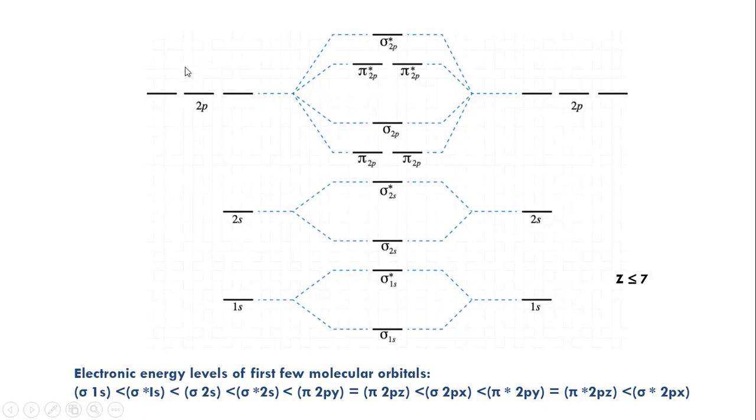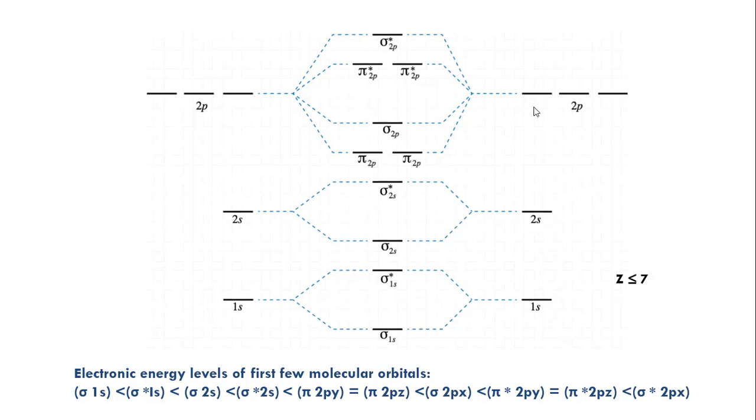So when the 2p orbitals are combining with the 2p orbitals, again here we need to remember the same energy and same symmetry. So here, as per their orientation, three types of p orbitals are there. One is one dumbbell shaped orbital, the p orbital orienting along the x-axis.